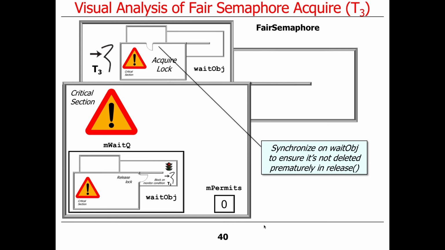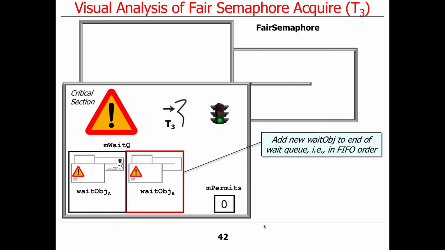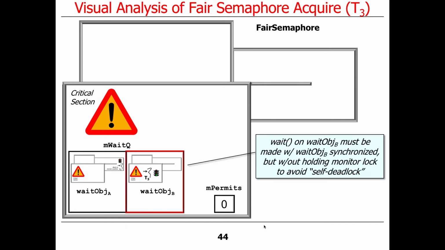Then you'll end up synchronizing on the wait object to make sure it's not deleted prematurely in release. And then you have to synchronize on the monitor lock, which is the intrinsic monitor lock for the fair semaphore, in order to update the wait queue safely, because we're going to stick this wait object into the end of this wait queue. So now you can see a little transition here. We go from one object in the wait queue to two objects in the wait queue. It's added at the end, so it'll be stored in FIFO order. Remember, the whole point of the specific notification pattern is to control the order in which things are performed. We're sticking stuff at the end because we're doing a fair semaphore, and we want to make sure it occurs in FIFO order. We then release the fair semaphore's intrinsic monitor lock, and we exit the critical section.